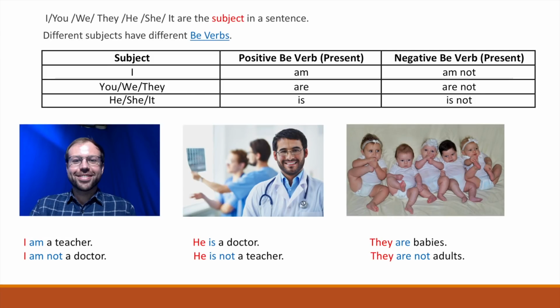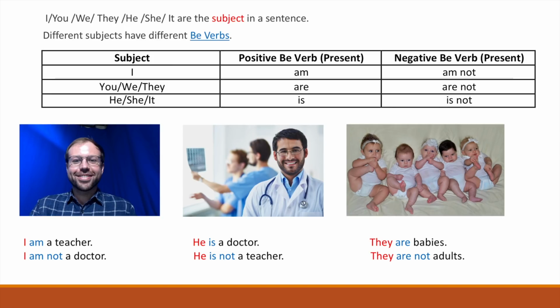Most sentences in English start with the subject. Often, we can use a subject pronoun, such as I, you, we, they, he, she, and it. The be verb can be used in three forms in the present tense: am, are, and is. We choose which form of the be verb to use based on the subject of the sentence.